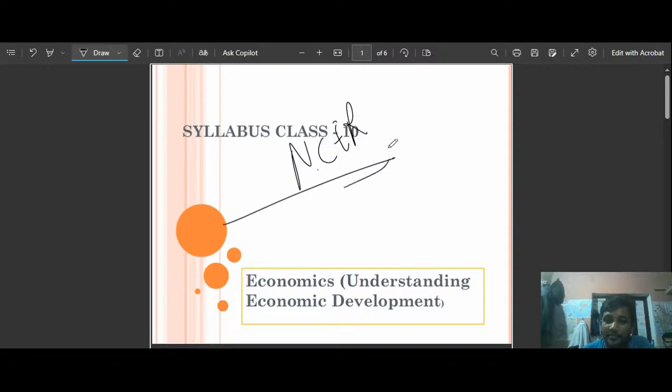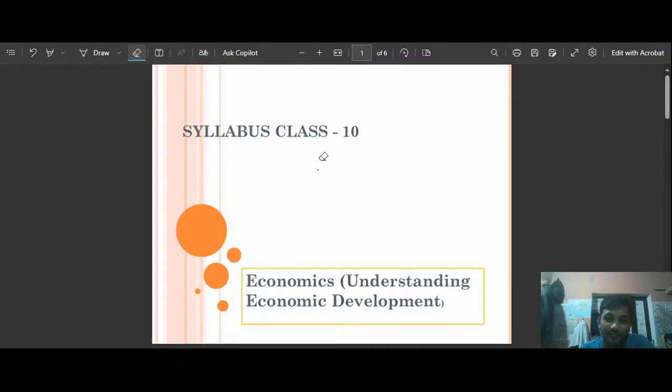I have added nothing and removed nothing from the NCERT, because it is essential to know every aspect of the NCERT to score good marks in the examination.